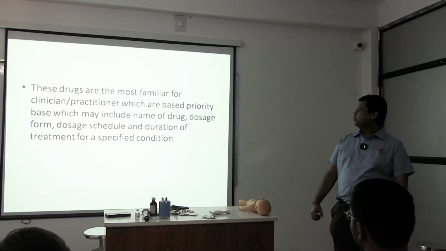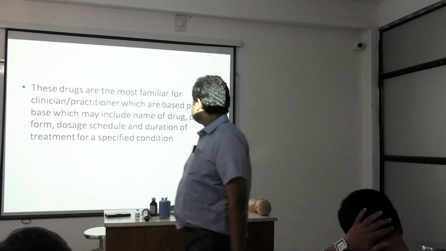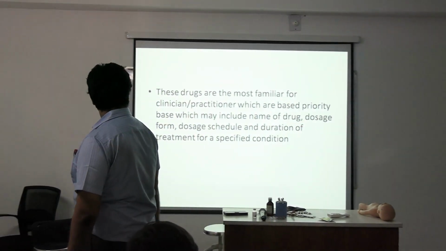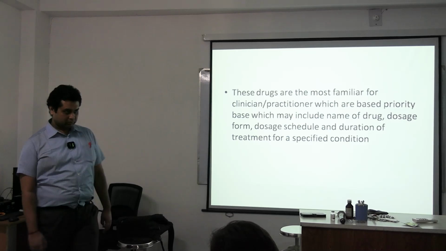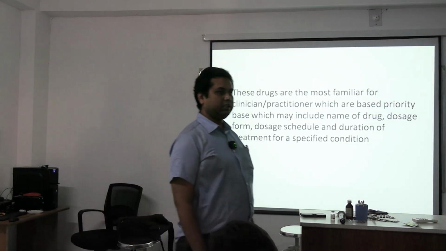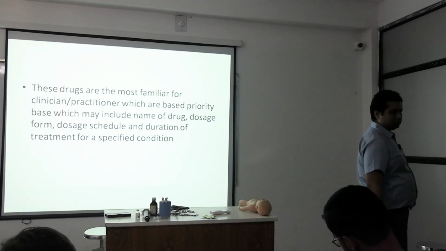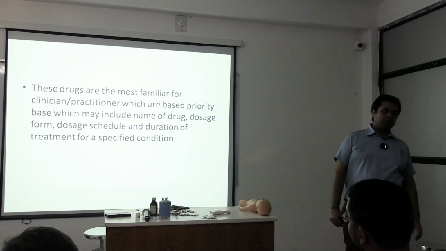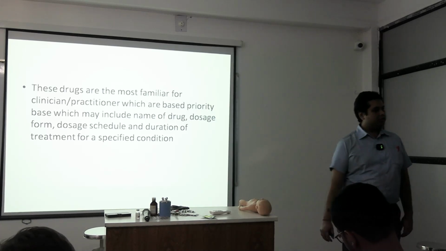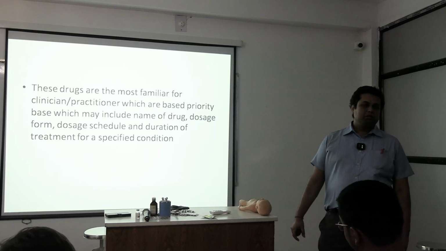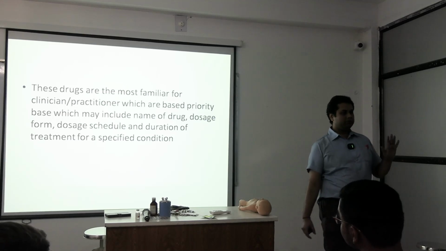so these drugs are most familiar to the clinician, practitioner, which are based on priority, which includes name of the drug, dosage form, dosage schedule, duration of treatment. So if you are prescribing a certain drug, say amoxicillin clavulanic acid, you must be familiar with the formulation that is used. Formulation: tablet, dosage 625 mg, okay? How is it prescribed? Thrice daily for 5 days.